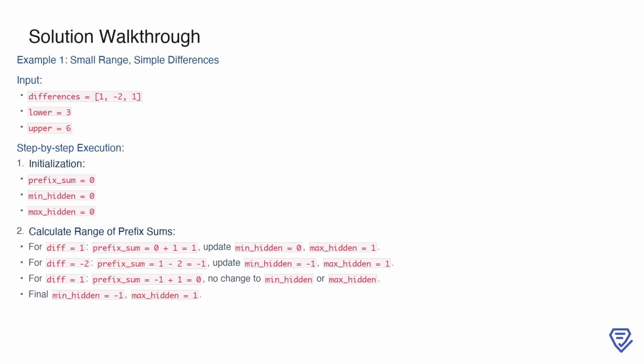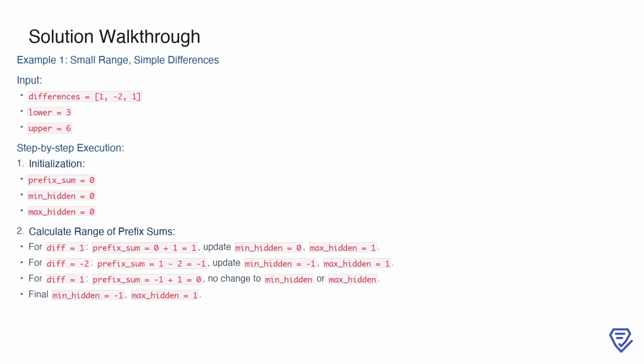In this example, we have a small range with simple differences. The input differences are 1, -2, 1, and the bounds are 3 and 6. To begin, we initialize some variables: prefix_sum is 0, and both min_hidden and max_hidden are 0.